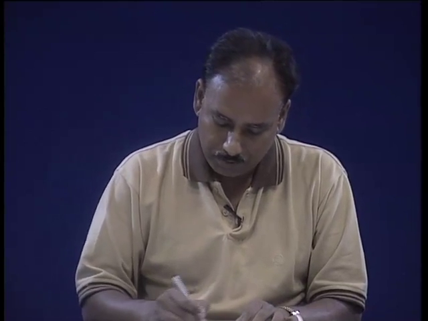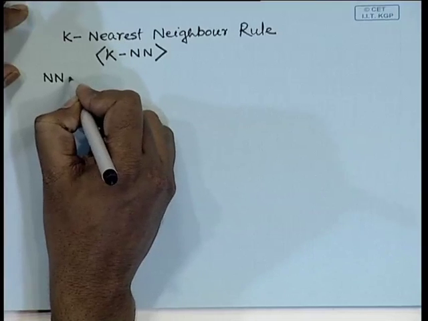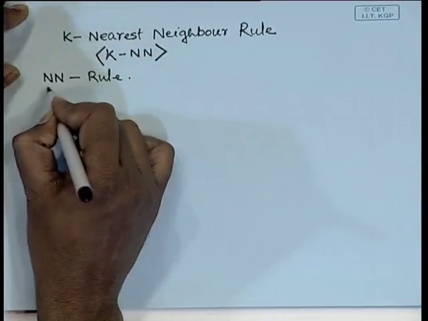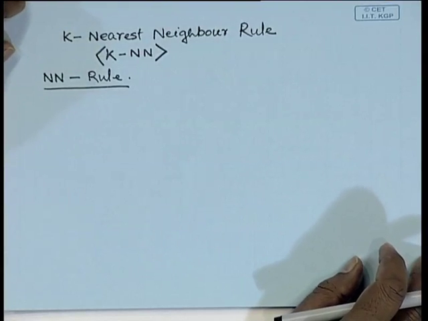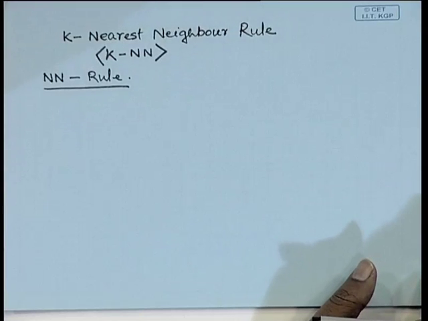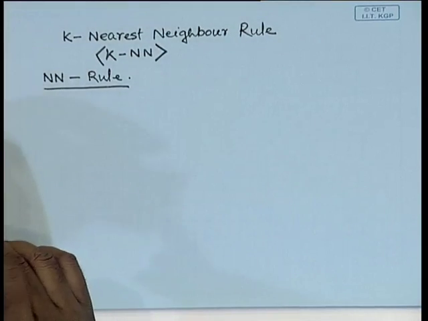Now, following this, if I go for simply the nearest neighbor rule, I should be able to find out what the decision boundary is between different classes. So, let us take a very simple example, something like this.